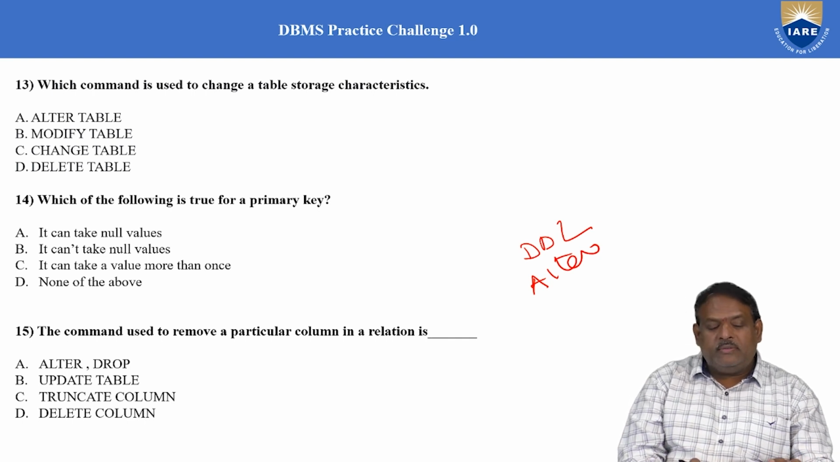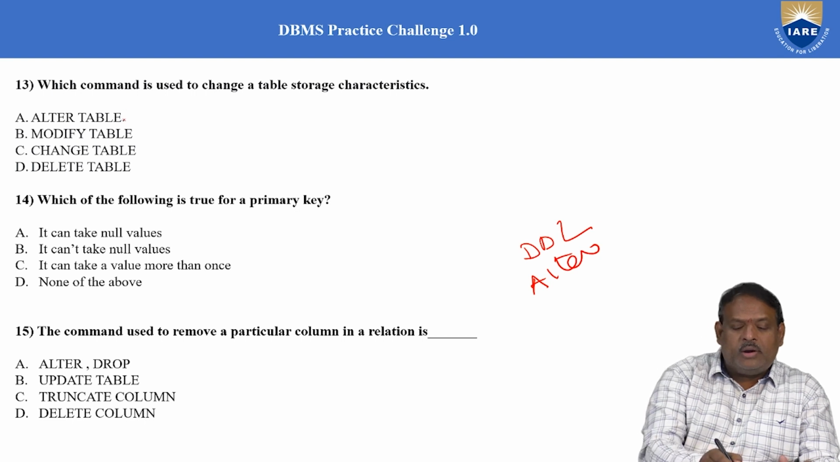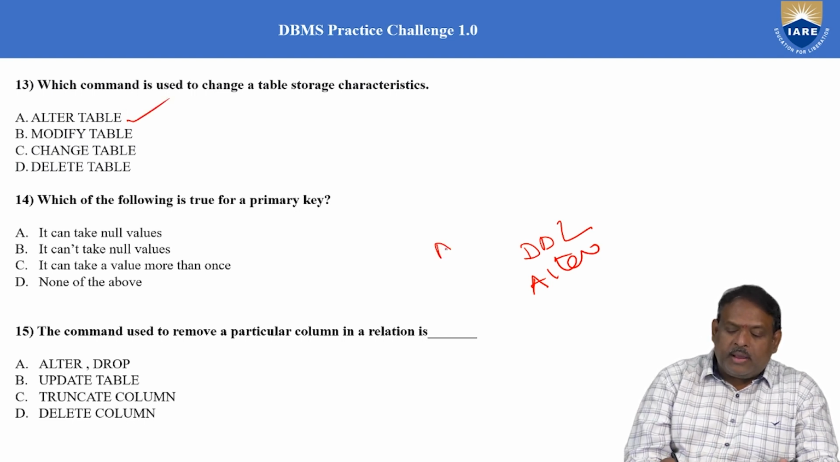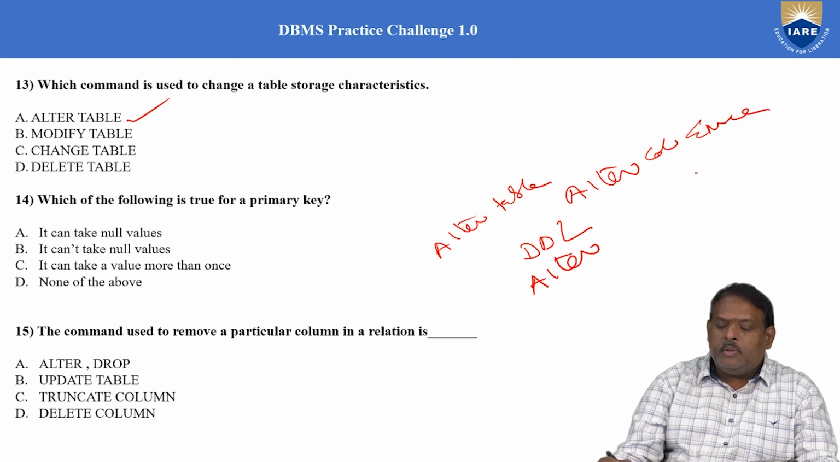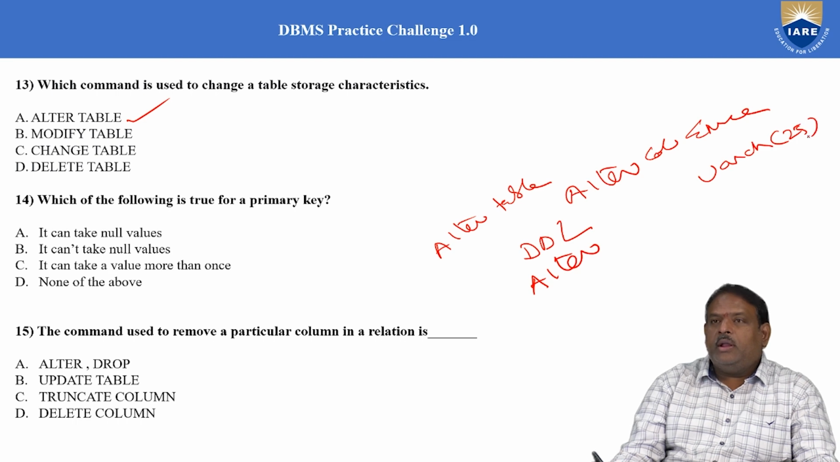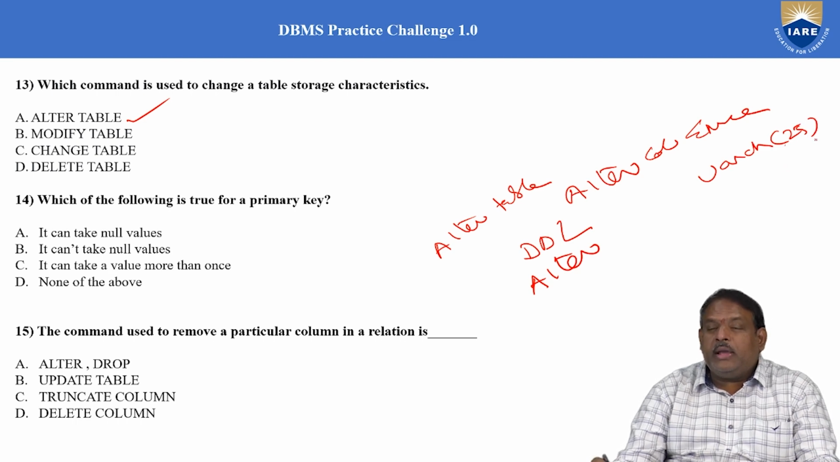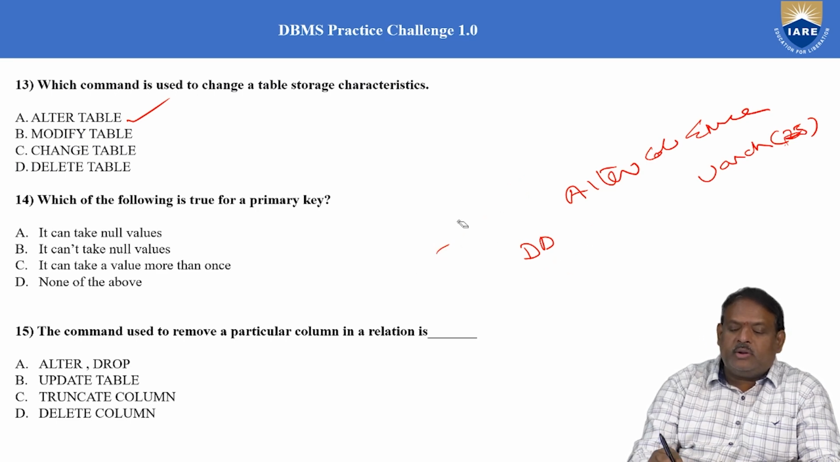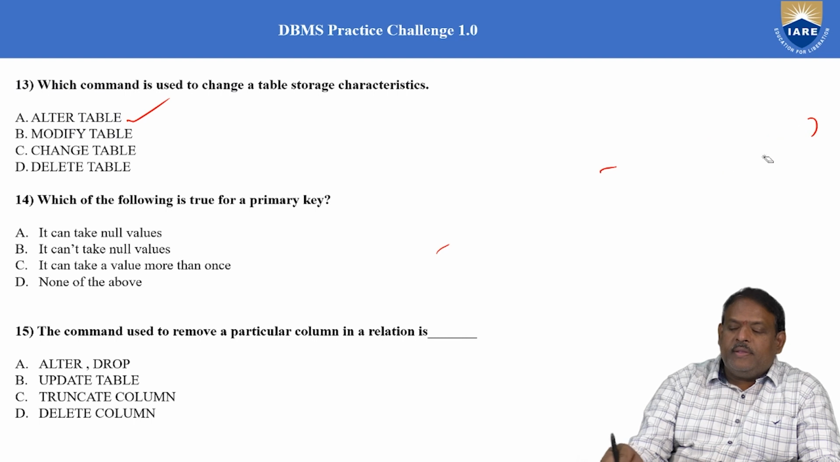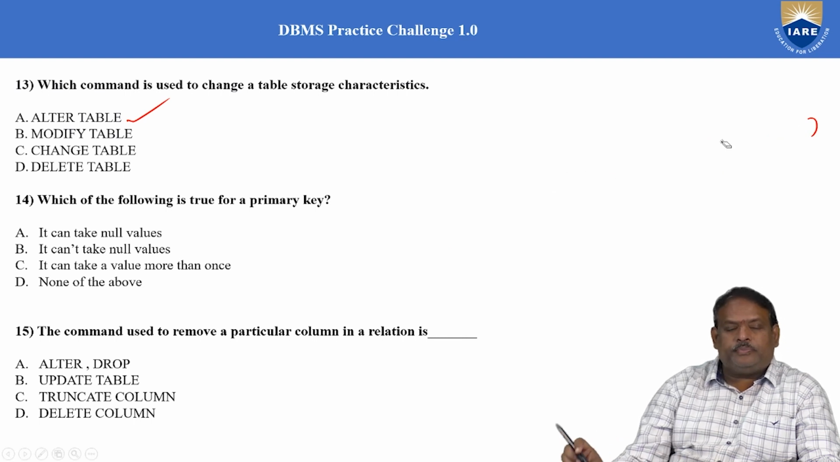If you want to increase the size, you have to use the alter table command. The command would be something like alter table, alter column, column name. Suppose the column name is ename varchar of 25. Earlier it was 20, and I am increasing the size to 25. So the command used to change the storage capacity is the alter table command.